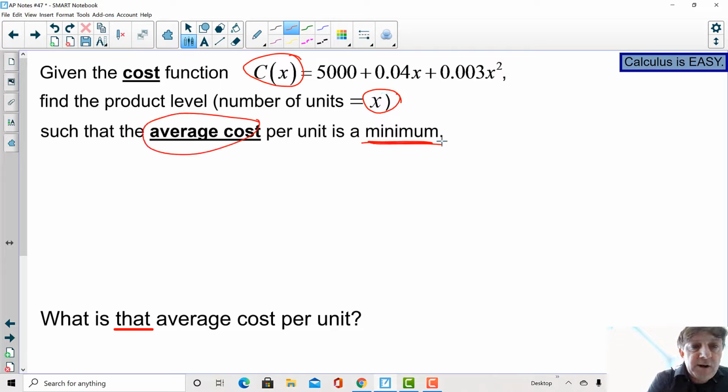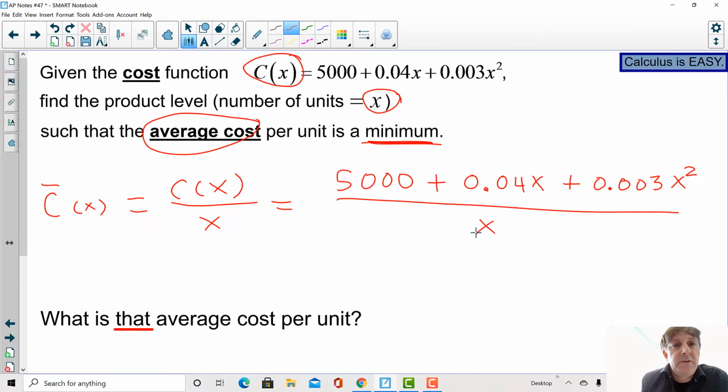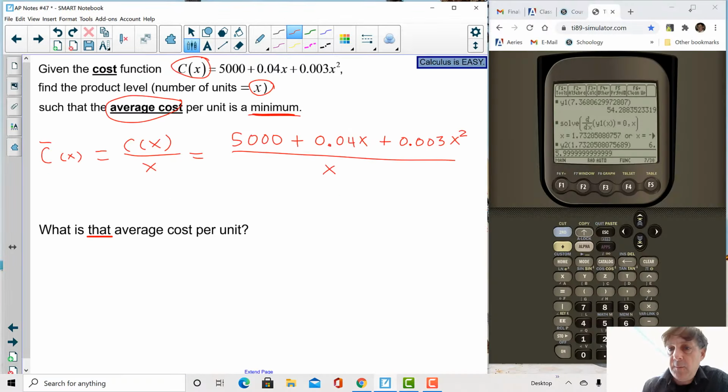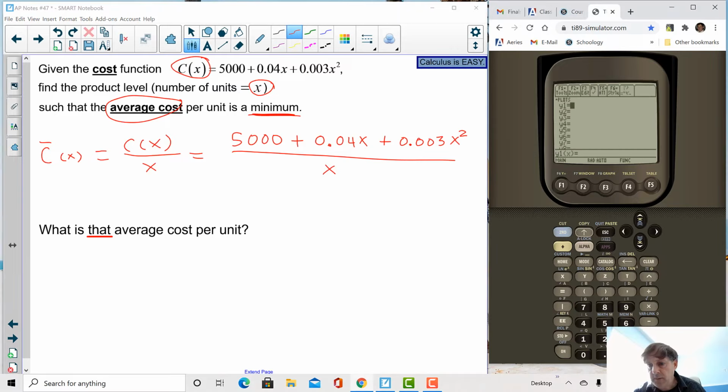So our average cost would be the cost divided by x. We call that C bar. So this is a pretty simple one. We're already ready to type it in our graphing calculator, and we'll minimize that function. Okay, we're going to type it in on y1. Then we'll go to the home screen and we'll solve where the derivative is 0.